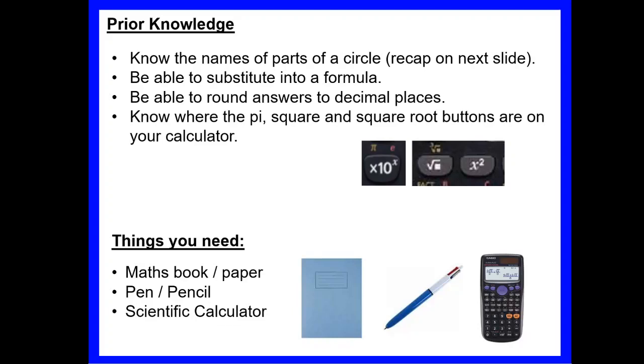Okay, things you need to complete this lesson then. You need your maths book and some paper to write on, a pen or a pencil to write with, and you'll need a scientific calculator that has, as we've said, pi, square root and squared buttons on it.